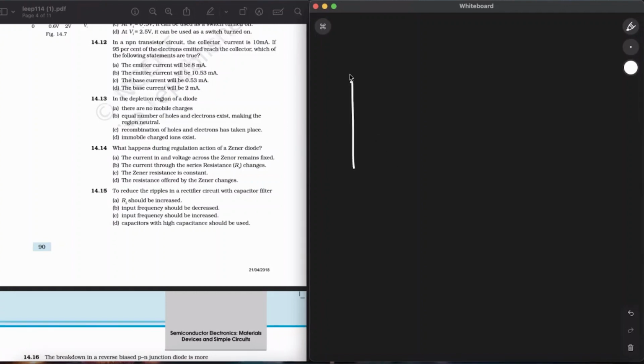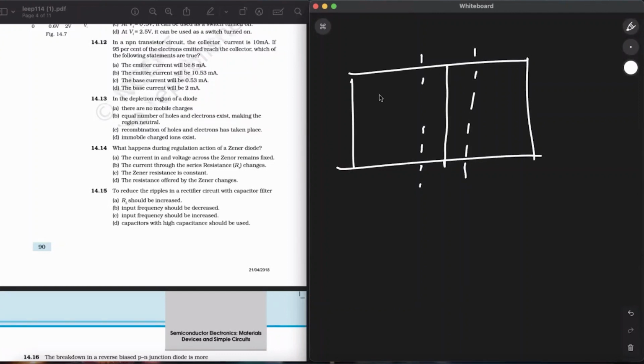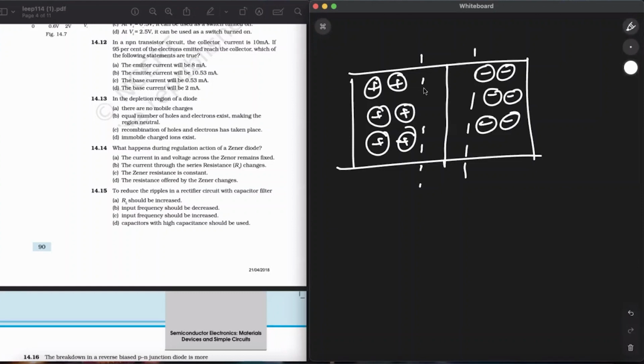So let me draw a diagram for you to understand. This is the junction actually. This side is positive, positive, positive, and this side is negative, negative, negative. What was there initially? There was a positive charge over here and a negative charge over here. What happened was this electron moved from here to here, creating a hole over here. This electron moved from here to here, creating a hole. An electron moved from here to consume a hole and consequently created a hole.